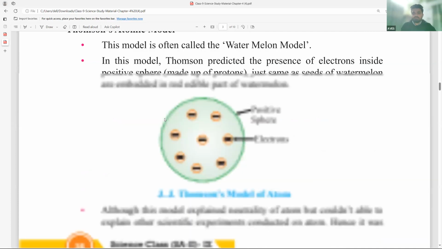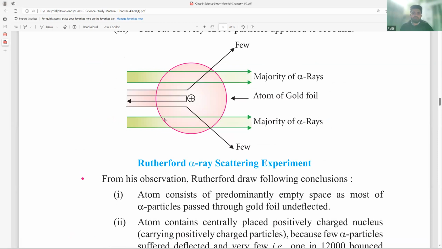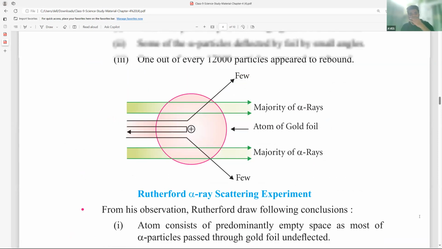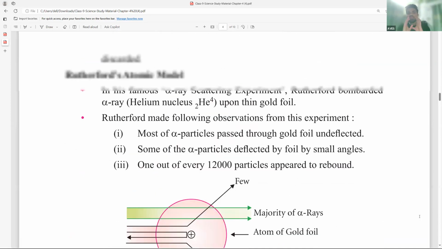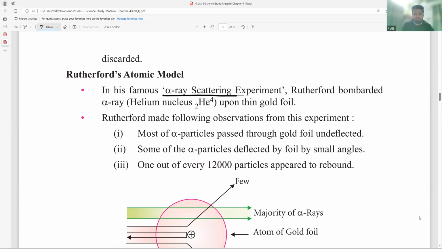Yes. So when Rutherford was doing his experiment, let me explain you, he bombarded the helium-2 positive ion, which we called alpha particle. We called it the Rutherford alpha scattering experiment. Okay, alpha scattering experiment, known as Rutherford alpha scattering experiment.